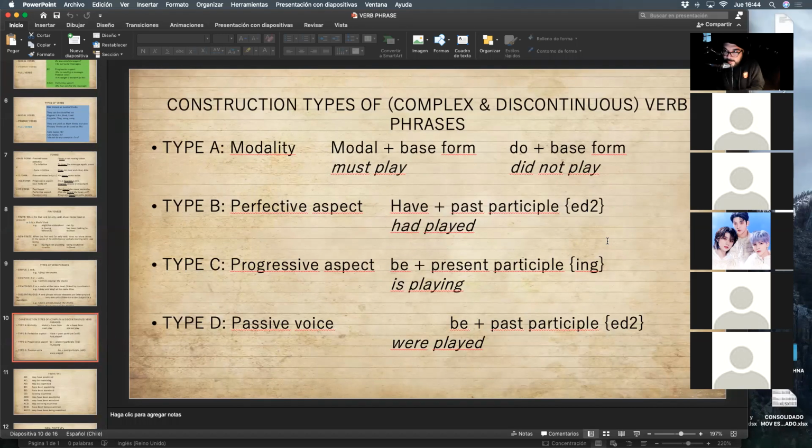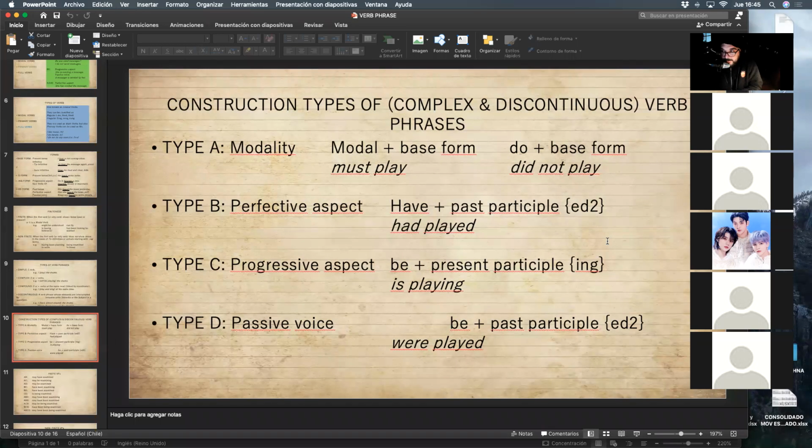Importante, llegamos al momento del análisis de una verb phrase. Construction types of complex and discontinuous verb phrases. Okay, at present we are going to provide an analysis for a verb phrase, and that analysis contains different characteristics or different points of information. The very first thing I have to say is that the variations in the verb phrase receive letters, right? So once a verb phrase contains or shows modality, we're going to add the letter A.